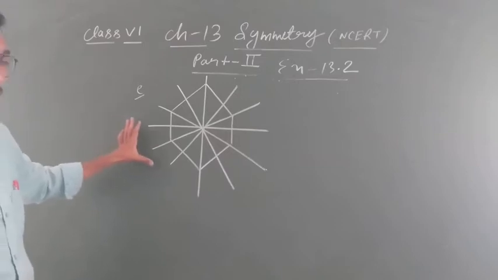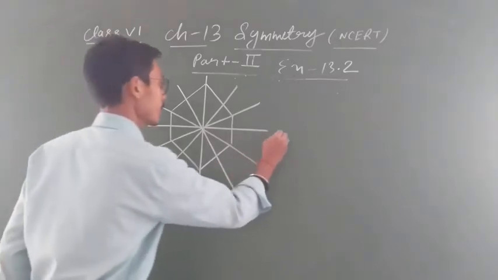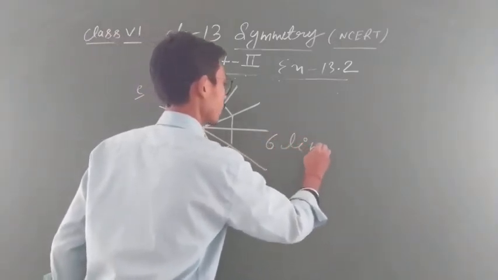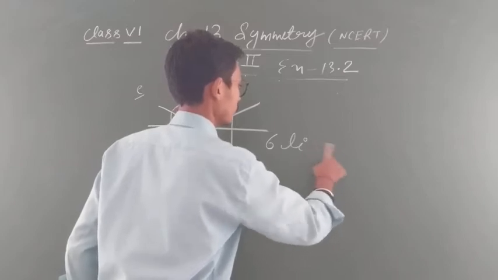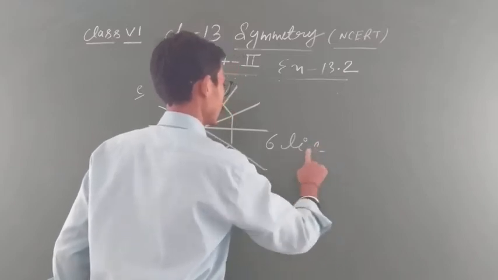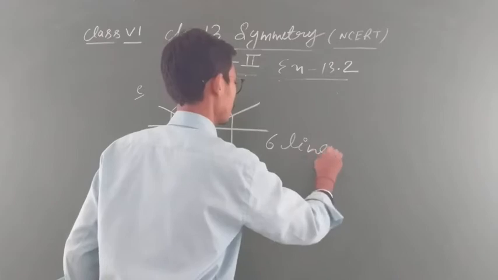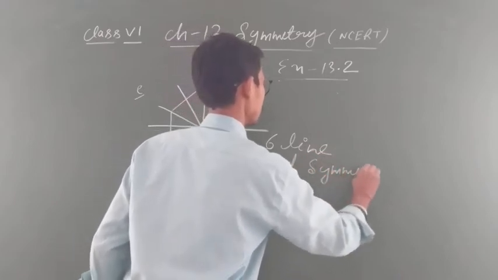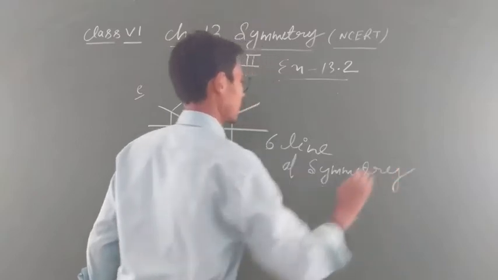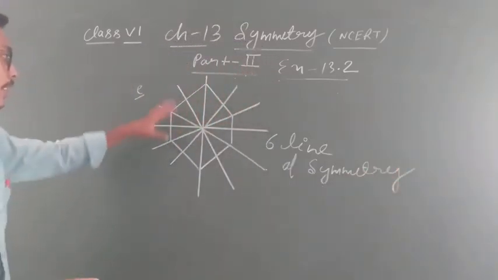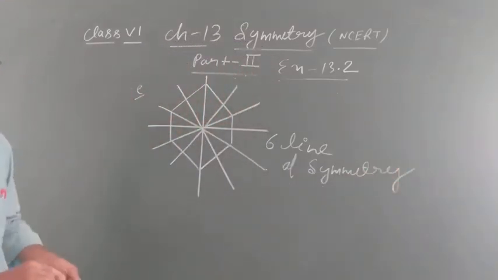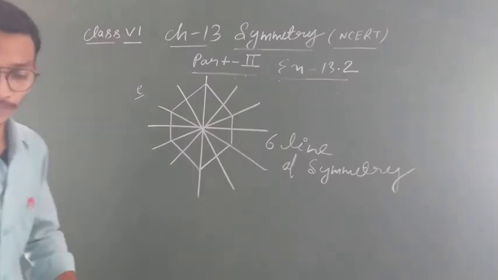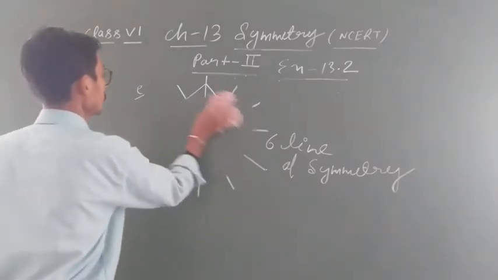See, this is very neat. So how many lines of symmetry? 6 lines of symmetry. Clear everyone? 6 lines of symmetry. See, I drew them. Again you will practice, student. So this is our hexagon.